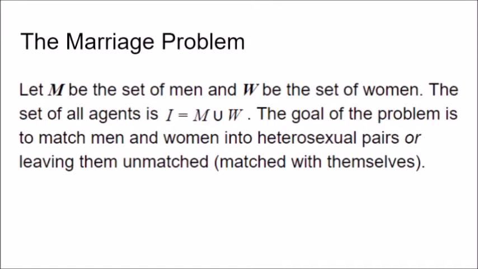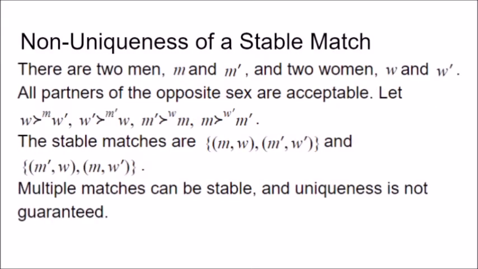In the marriage problem, it is possible to show that stable matches will exist, but before we do that, I should point out that stable matches are not guaranteed to be unique. If we take a simple model with only 4 individuals, we can show that. If there are 2 men, M and M prime, and 2 women, W and W prime, and if we assume that all partners of the opposite sex are acceptable, and use the preference relations which are shown on screen, then we actually have 2 different sets of possible stable matches. Multiple matches can be stable, uniqueness is not guaranteed.